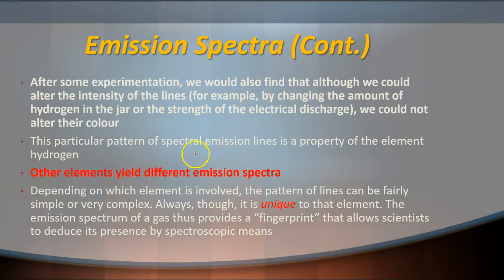You can read about this. The intensity, how bright the lines are, can change by changing the amount of hydrogen in the jar. However, one thing you need to know is that the wavelengths of those four colors are the same. This is what we call unique to the element. It is a fingerprint of the element. The intensity can change, however the wavelength of those colors remains the same. This is a way to identify the types of elements present in any sample.